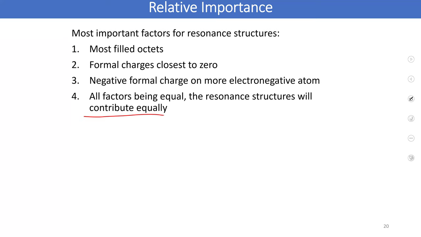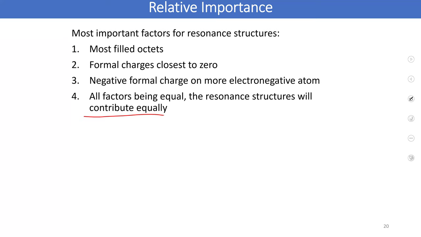And this can apply to more than two as well. It's always easiest to compare one to one, but if you have three possible resonance structures, you can have two that contribute equally, and then one that's a lot less than the other two. Or one that's more stable, and then two that are equally improbable.